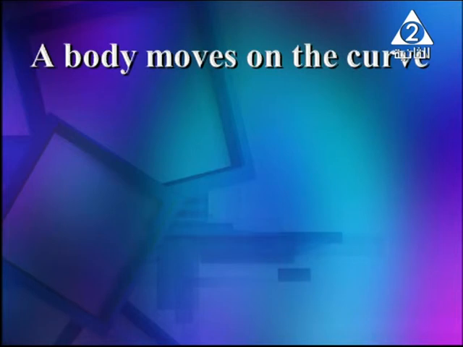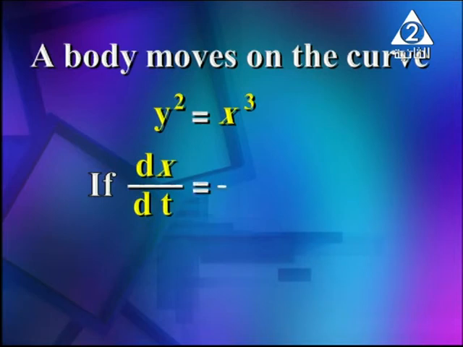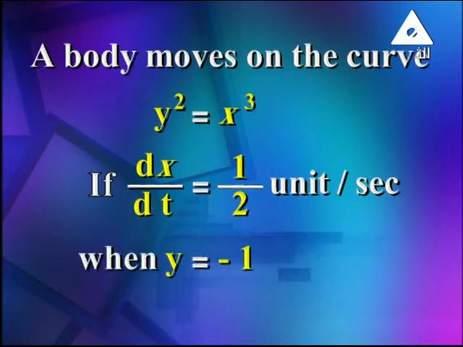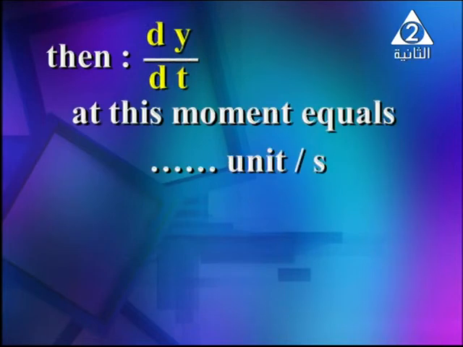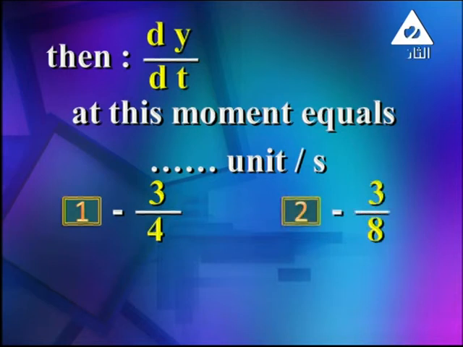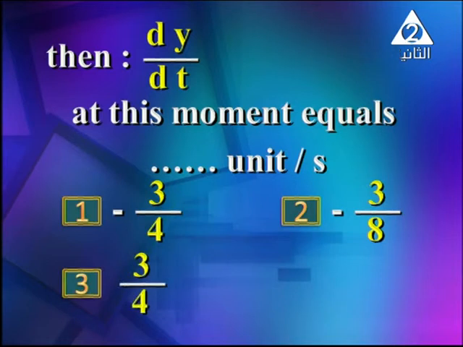Now we move to another example. A body moves on the curve y squared equals x to the power 3. If dx over dt equals 1 over 2, then when y equals negative 1, what is dy over dt at this moment, in units per second? dy over dt is negative 3/4, negative 3 over 8, 3/4, or 3 over 2.